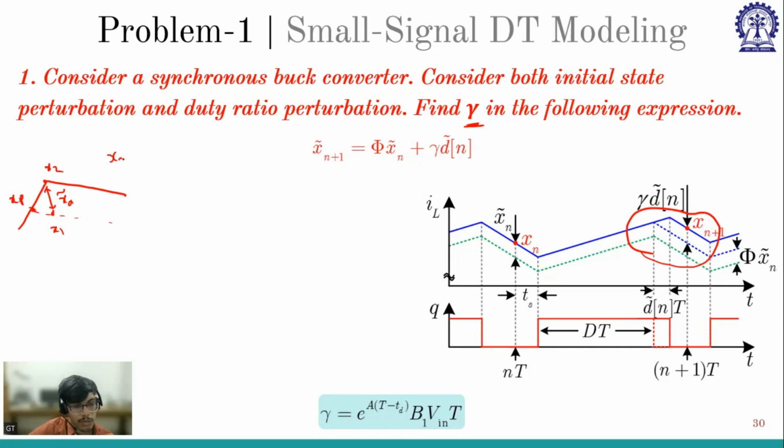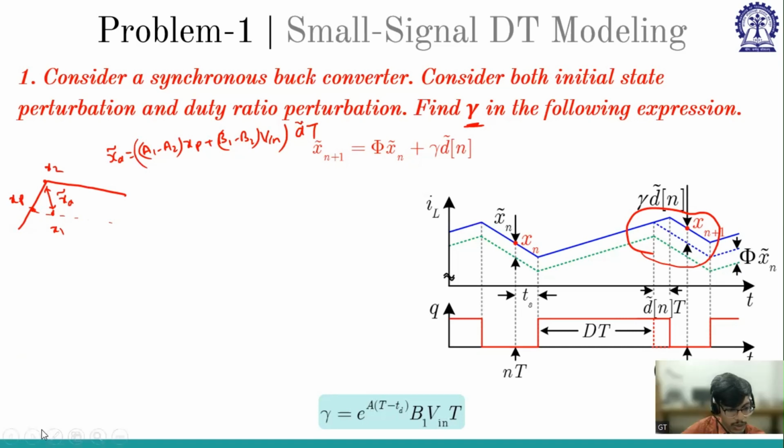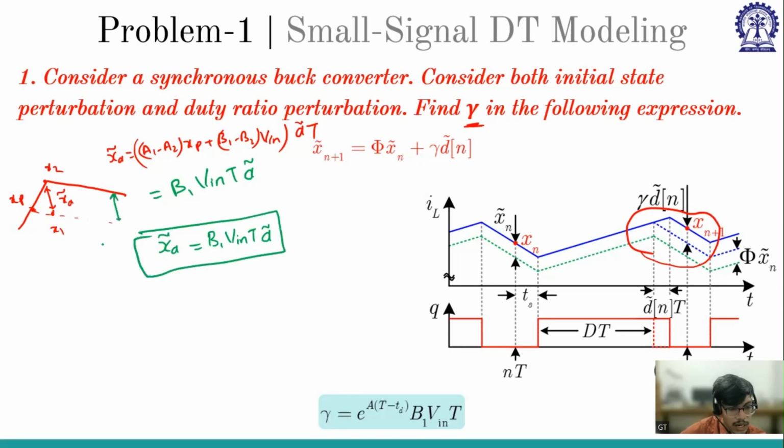So I got xd perturb as A1 minus A2 into xp plus b1 minus b2 into vin into d perturb t. But in the case of buck converter, I know A1 is equal to A2 and b2 is 0. So I can directly write xd perturb to be b1 into vin into t into d perturb. So this is my xd perturb, right? From this xd perturb, I have to get this gamma d perturb.